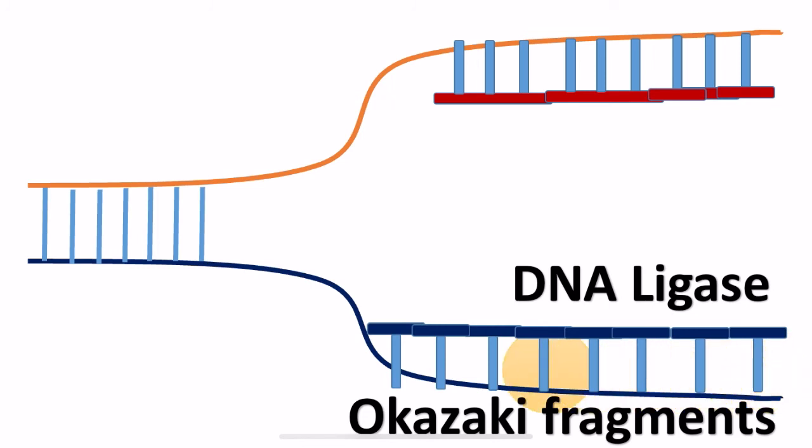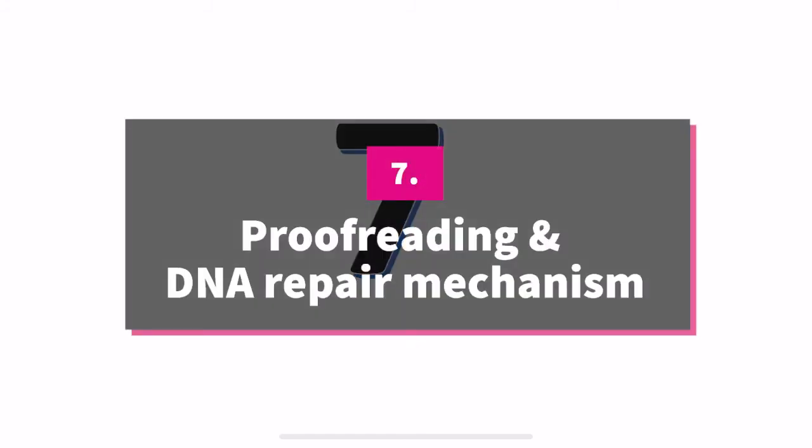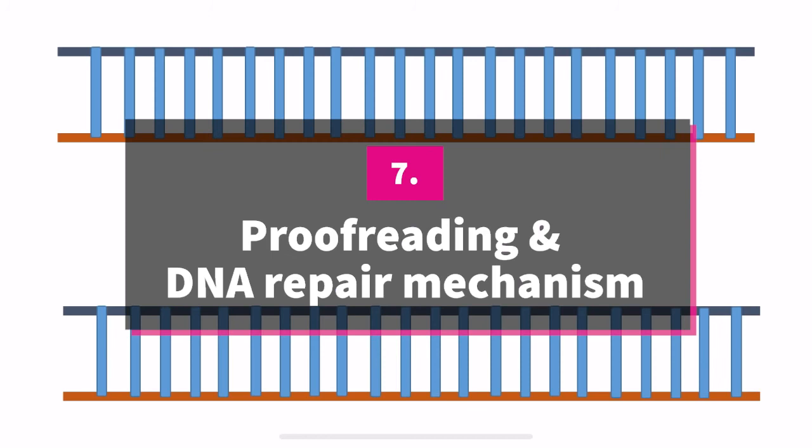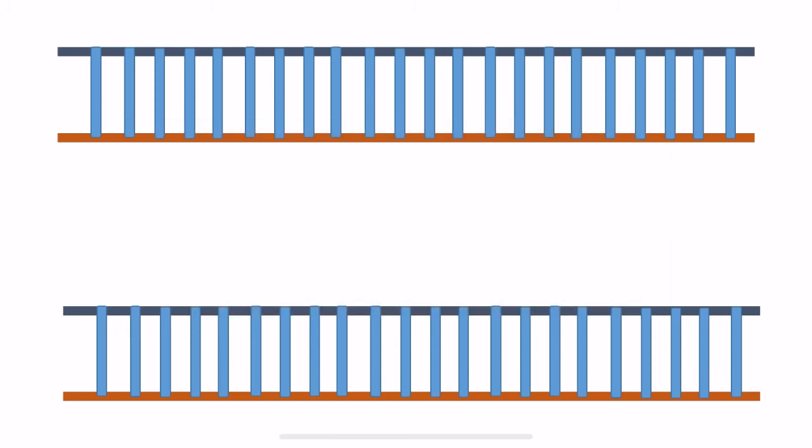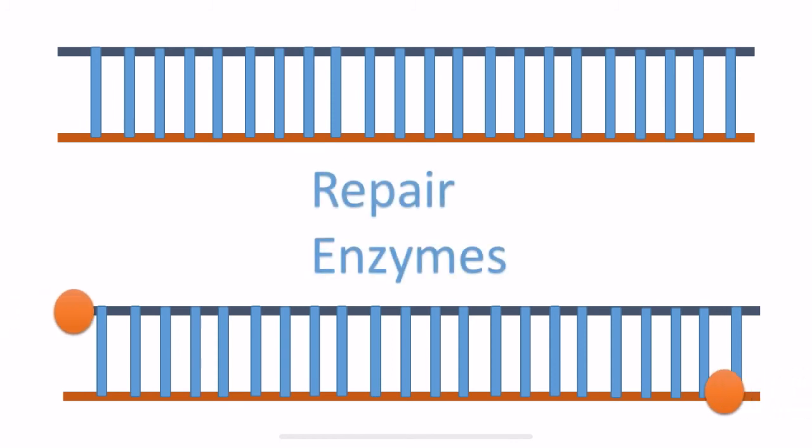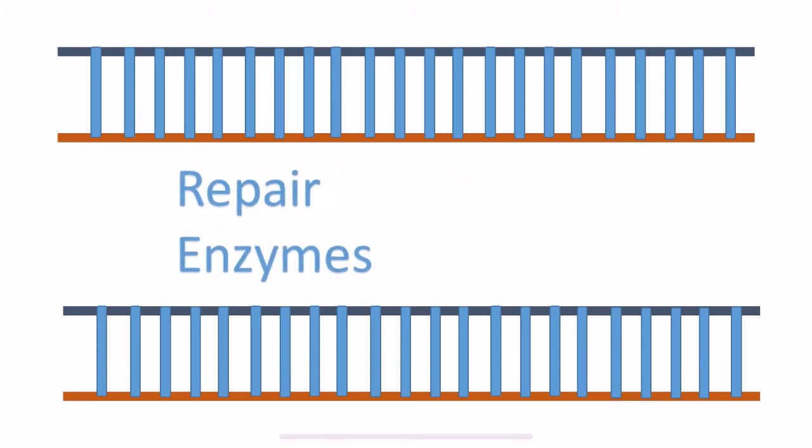But at the end, DNA ligase will come to join these small Okazaki fragments, because sometimes a gap can be there. So ligase will join it properly. After that, the last step begins, that is the proofreading and DNA repair mechanism. Here, the repair mechanism corrects abnormal base pairing in the DNA due to mutation or other causes.